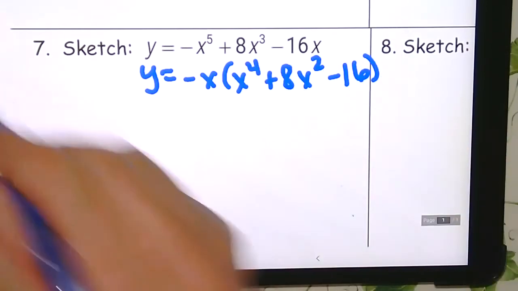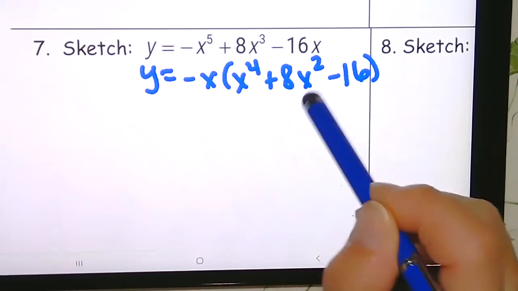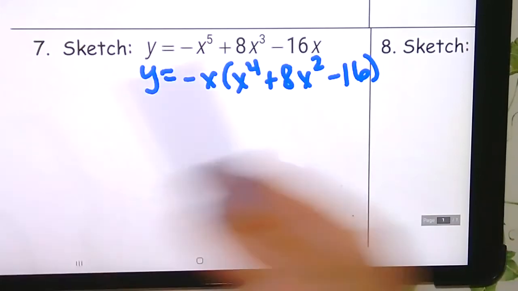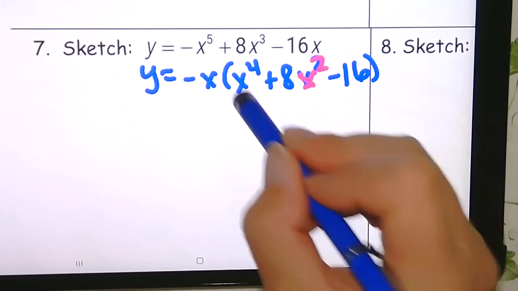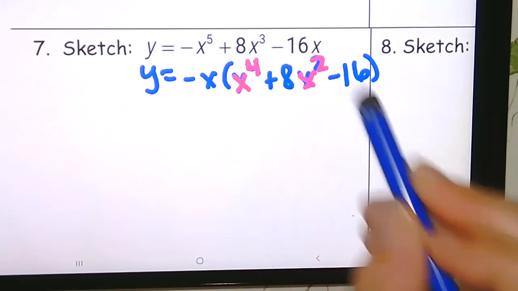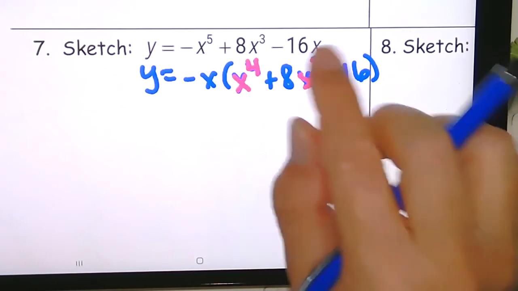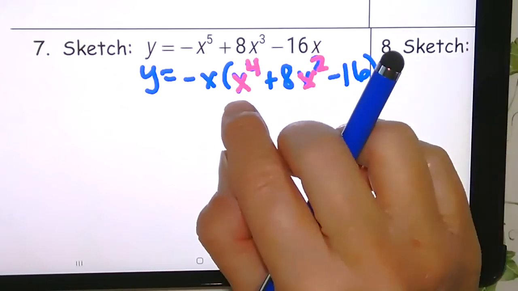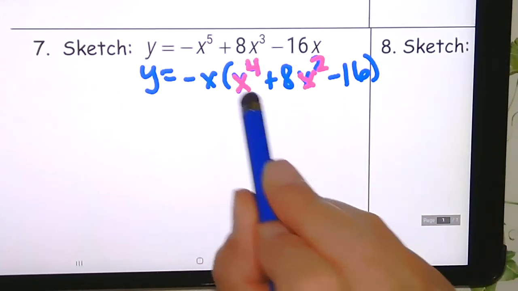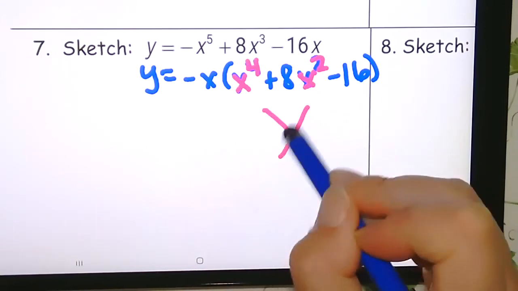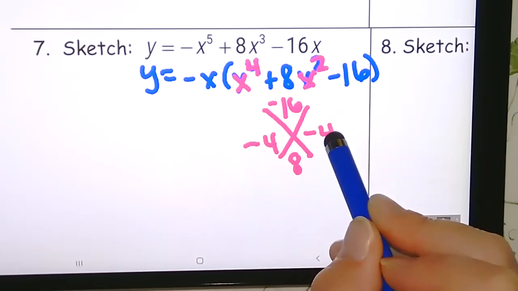Now, what I want to focus on is this. I'm going to write over it. I'm going to focus on this x squared. And if I square x squared, I get an x to the fourth. When you have a trinomial and your middle variable, in this case, it's my x squared, if you square it and you get the one in front, that means it's quadratic in nature. So the negative x is outside. I want to factor this. So this is really just a diamond. What multiplies to negative 16 and adds to 8? So that's going to be a negative 4 and a negative 4.